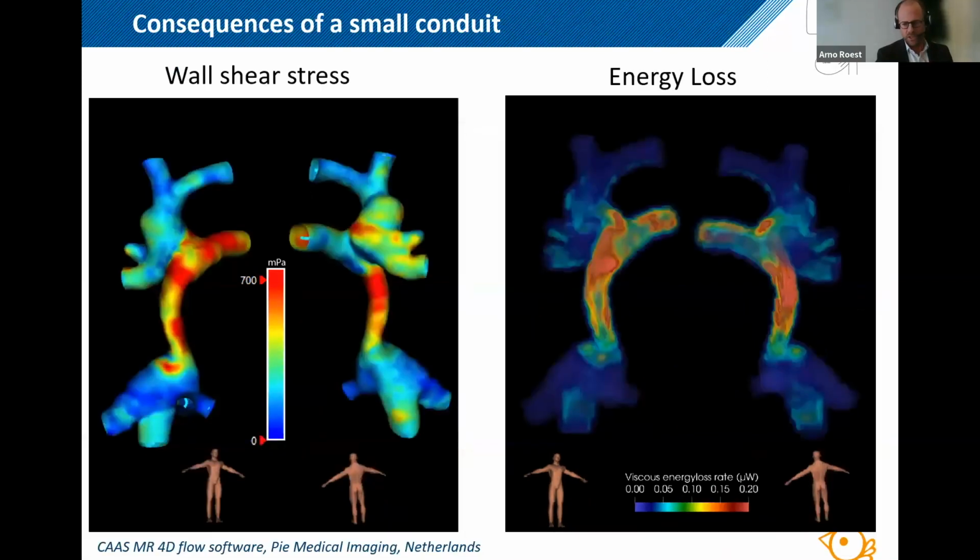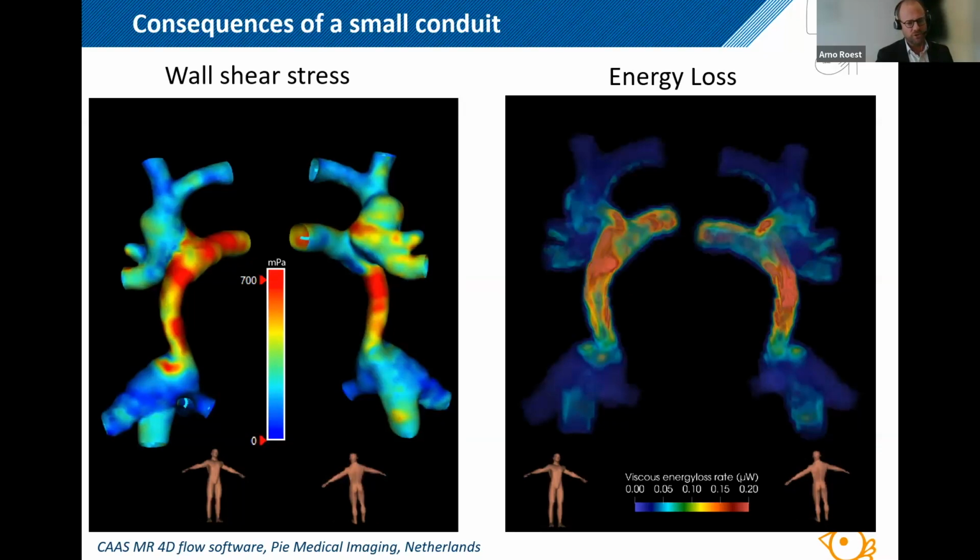But as Francesca already nicely showed, there are more advanced parameters that you can look for. In this case, on the left, you can see the increased wall shear stress over there. And we know that endothelium is very active when it has oscillating wall shear stress differences, maybe prothrombotic. And these maps really provide additional information on the places where we can see abnormal wall shear stress, but also the areas of increased energy loss, as in this case can be seen within the conduit.